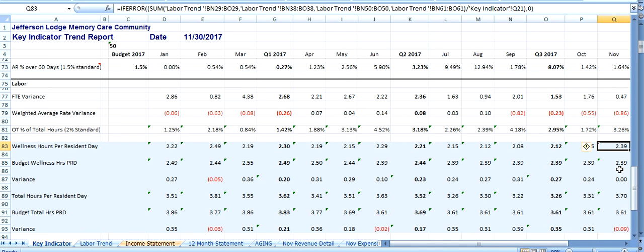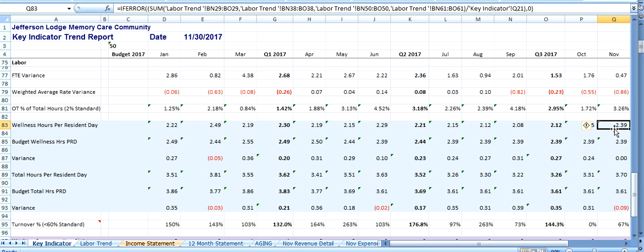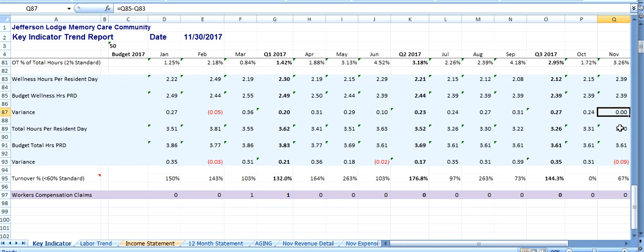Wellness hours per resident day. Again, if your census drops, this number will shoot up. And your budgeted wellness hours, so it looks like I was right on, no difference. That's great. It's exactly where you want to be. Total hours per resident day was 3.7. My budget was 3.61, so I was a little bit over. So I'm going to need to investigate on my labor trend why I was over for the month.